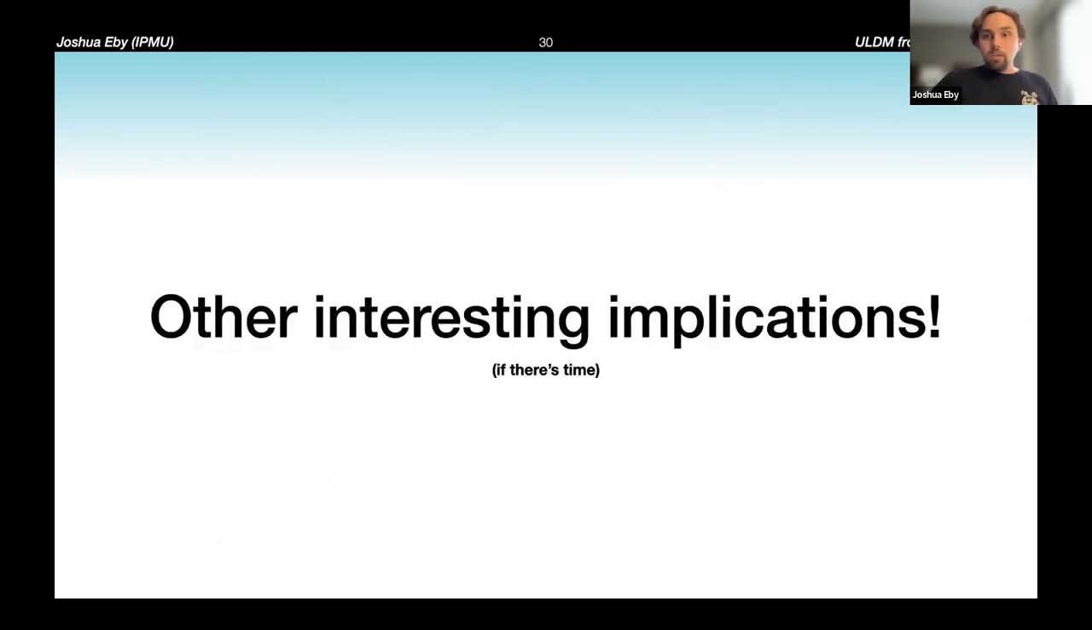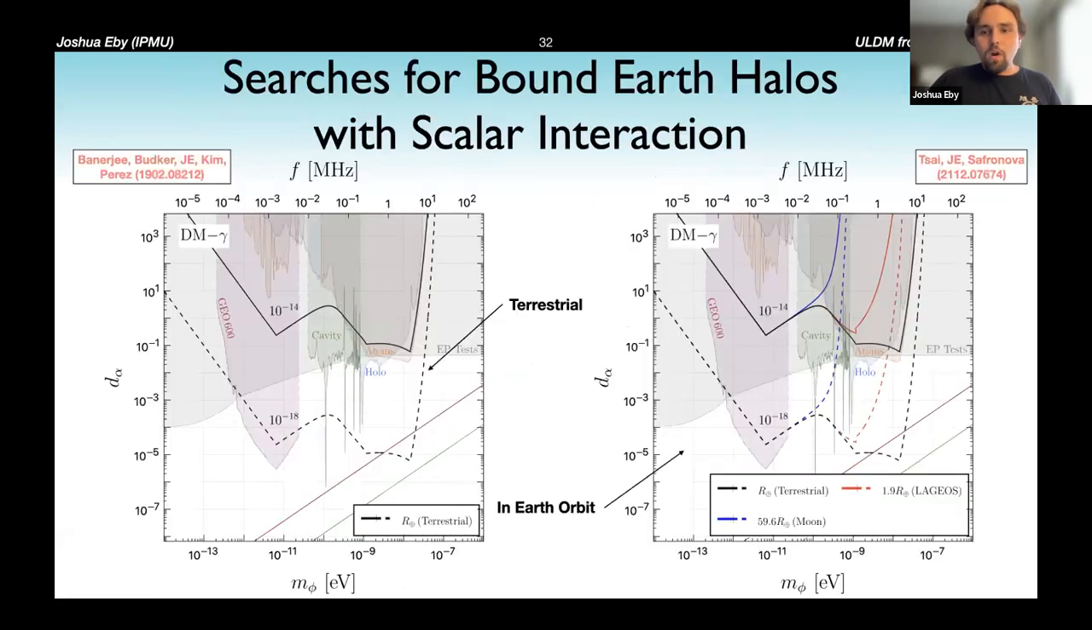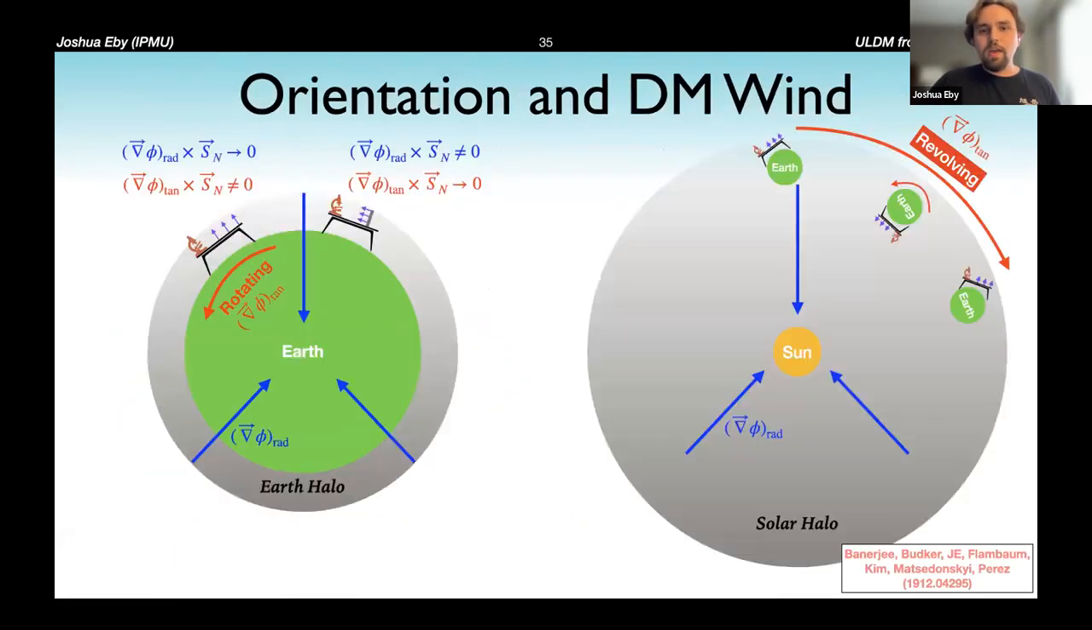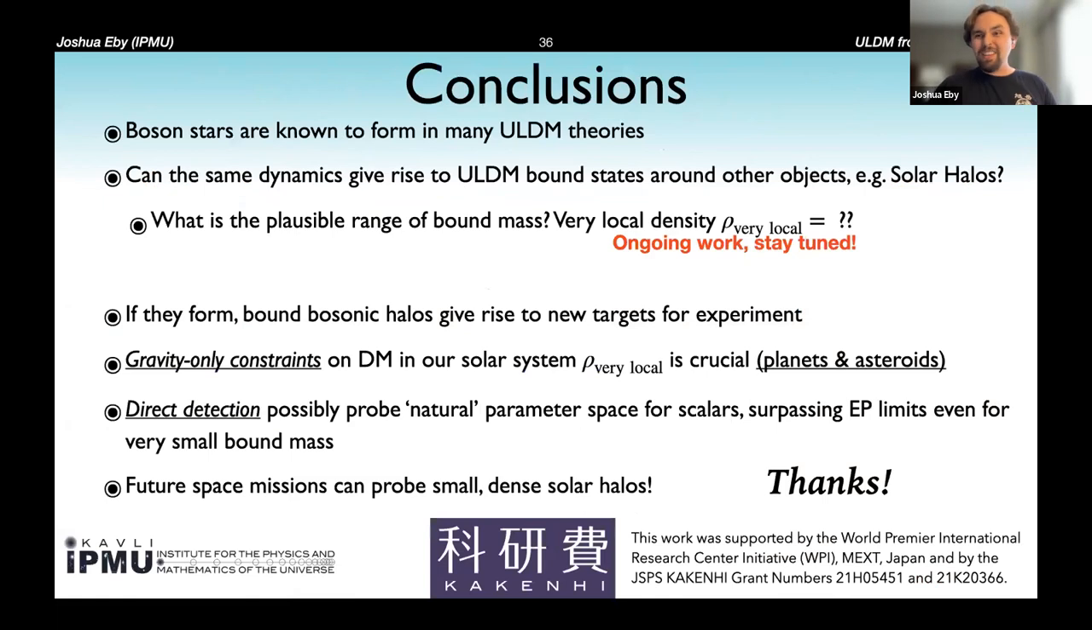I think that's all I have time to tell you. There is some interesting work to do with Earth halos. Actually, lots of experiments have gotten excited about probing Earth halos because there's tons of clocks in the nano eV range. And so they're looking for targets, and we've given them one. So that's pretty cool.